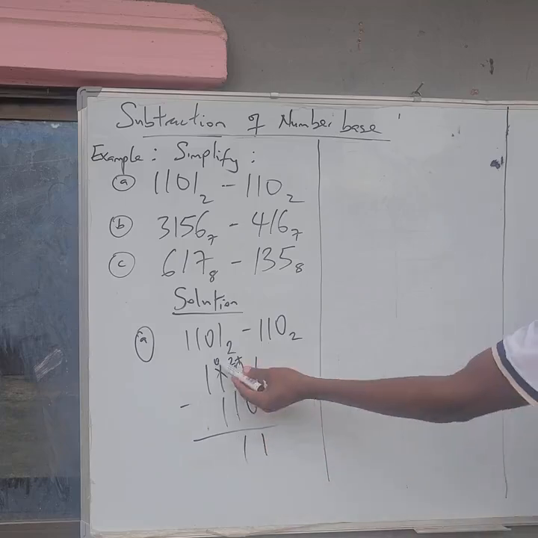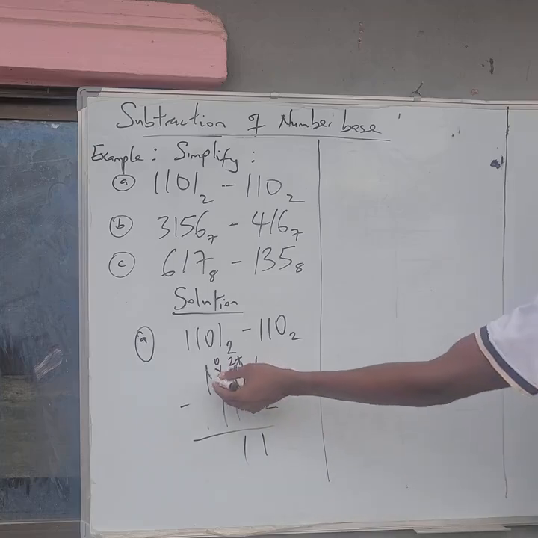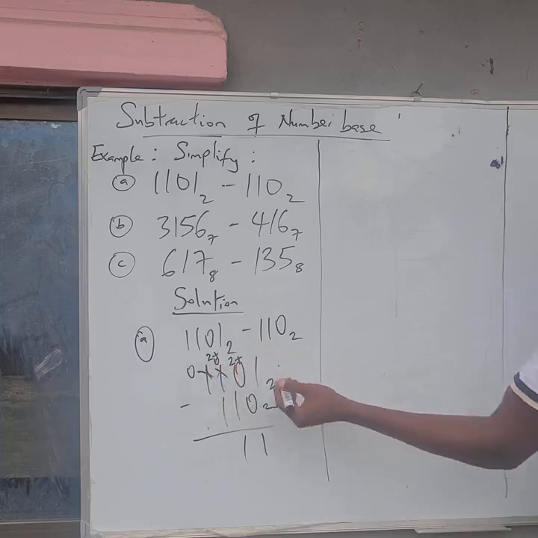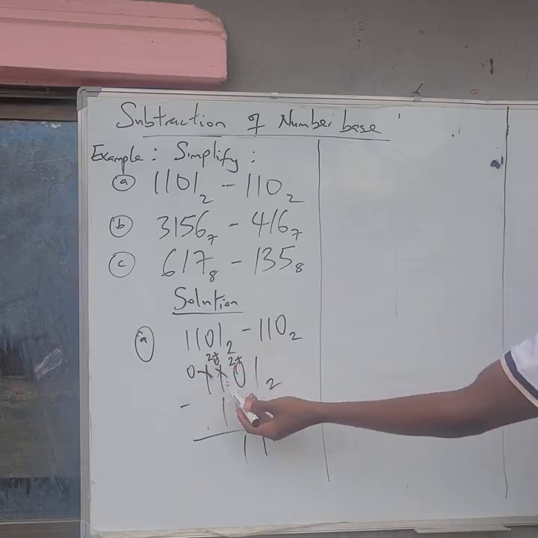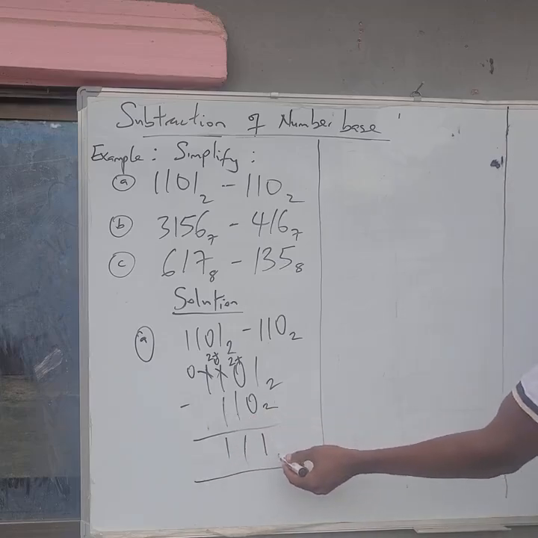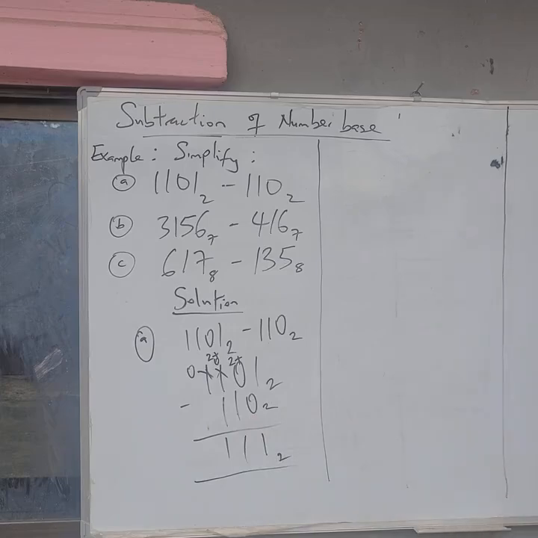You go again, 0 minus 1, it can't go. You borrow from this other one, it's remaining 0. You bring it here, you call it 2. 2 plus 0 is 2, minus 1 is 1. So you have 111 in base 2. So that's the answer. That's how to subtract in base 2. Let's try the next one.